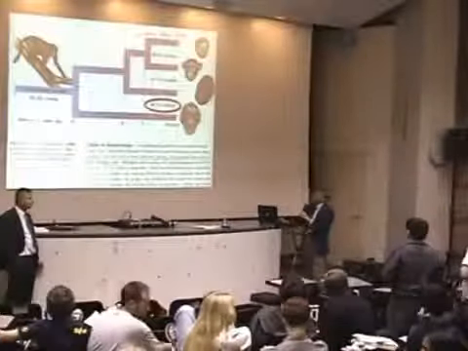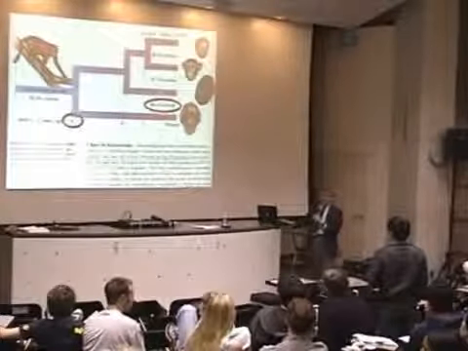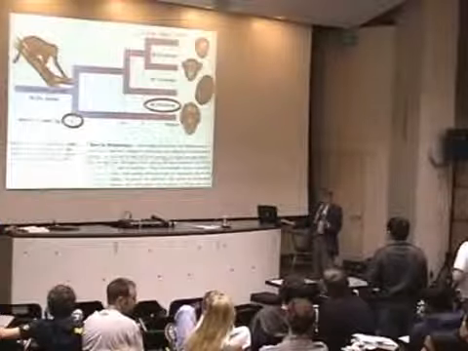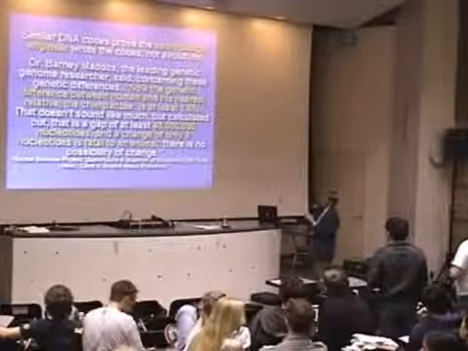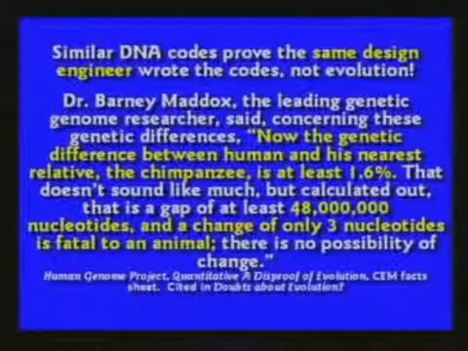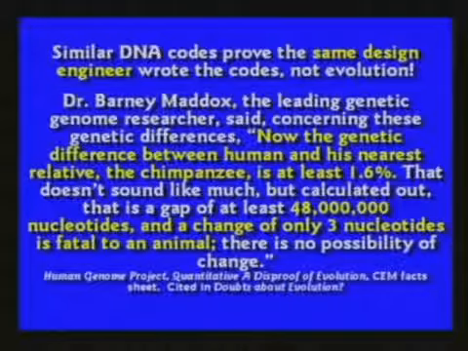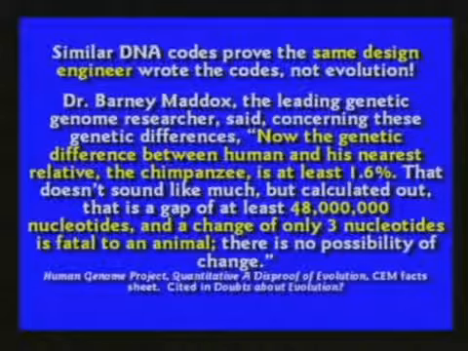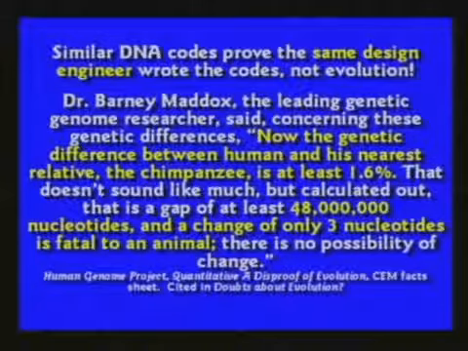Okay. The textbooks say humans and orangutans are 96% similar, proving a common ancestor 15 billion years ago. This is ludicrous, but I'll just give them that. Barney Maddox, one of the leading genome researchers, said the difference between humans and his nearest relative, the chimpanzee, is at least 1.6%. That doesn't sound like much, but calculated out, that's a gap of 48 million nucleotides, and a change of only 3 nucleotides is fatal to an animal. If you change three things, you're probably going to die, and there's 48 million differences. That's when they thought it was 1.6% difference.